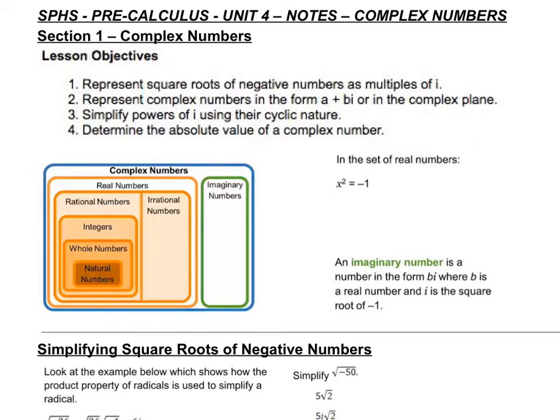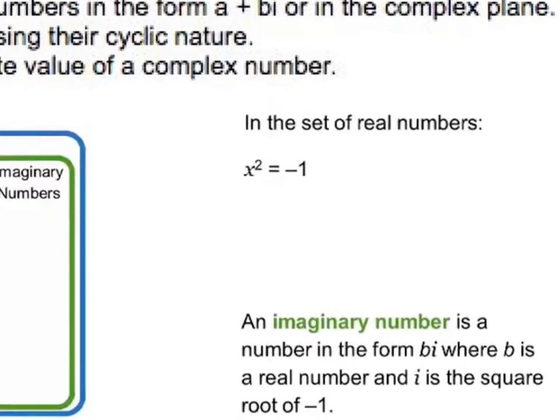So what we want to do is represent square roots of negative numbers as multiples of i, and represent complex numbers in the form a plus bi or in the complex plane. We want to simplify powers of i using their cyclic nature and determine the absolute value of a complex number. So we've been talking about real numbers, which are numbers on a number line. But then we have this concept of imaginary numbers. So let's take a look at something here for a second.